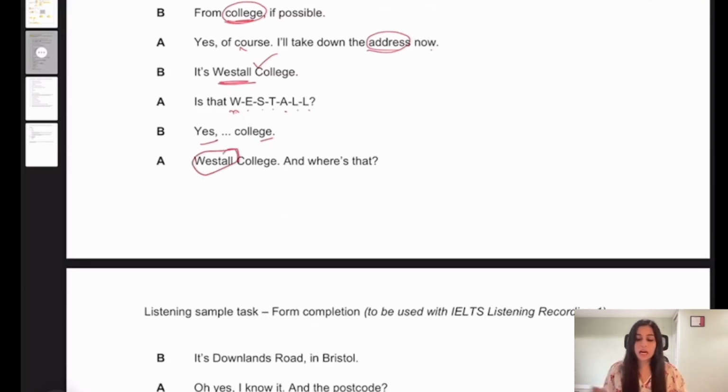So even if you missed out the last L, just figure out what could be the best possible answer and write it.